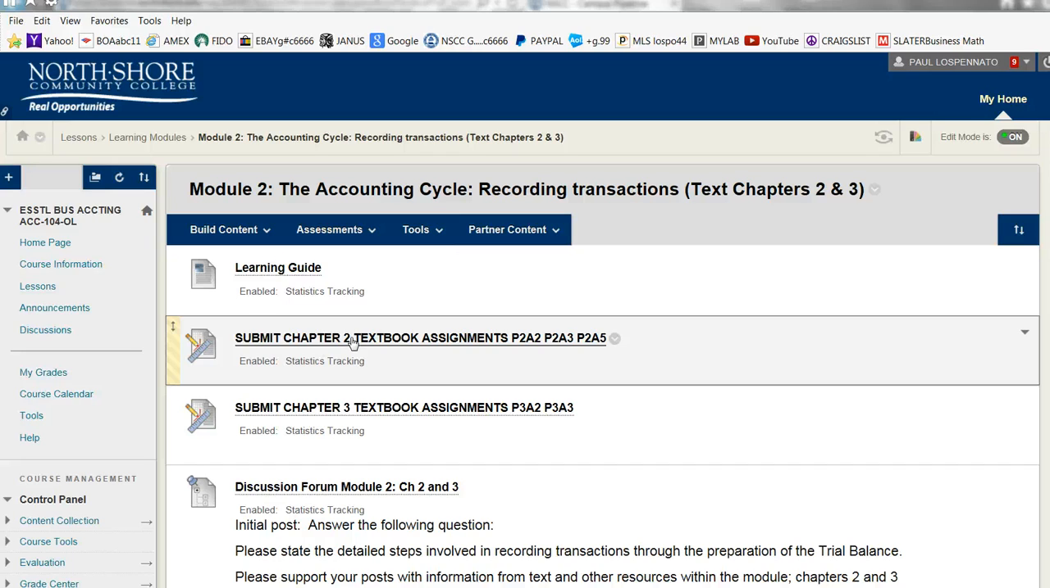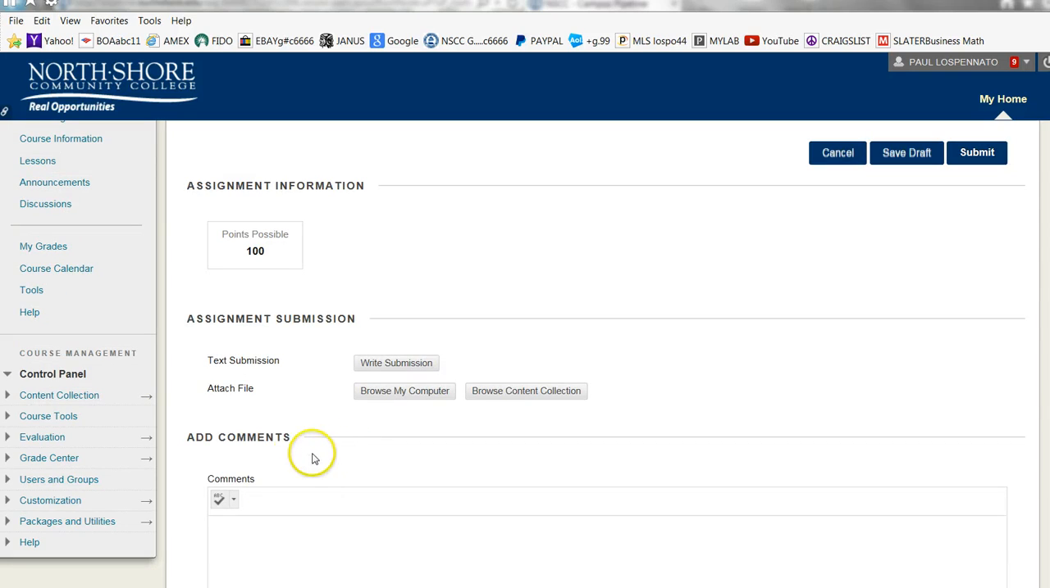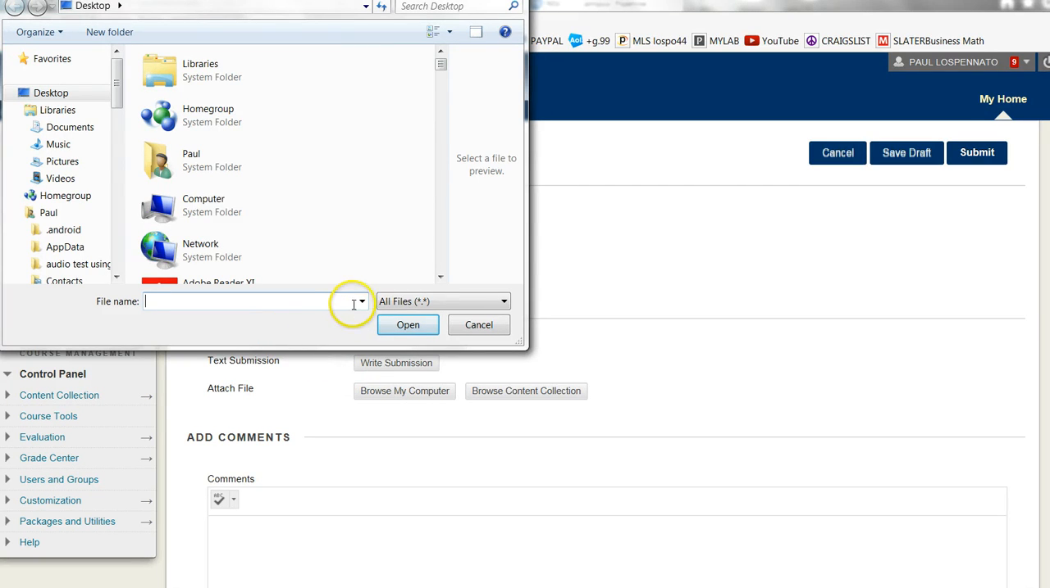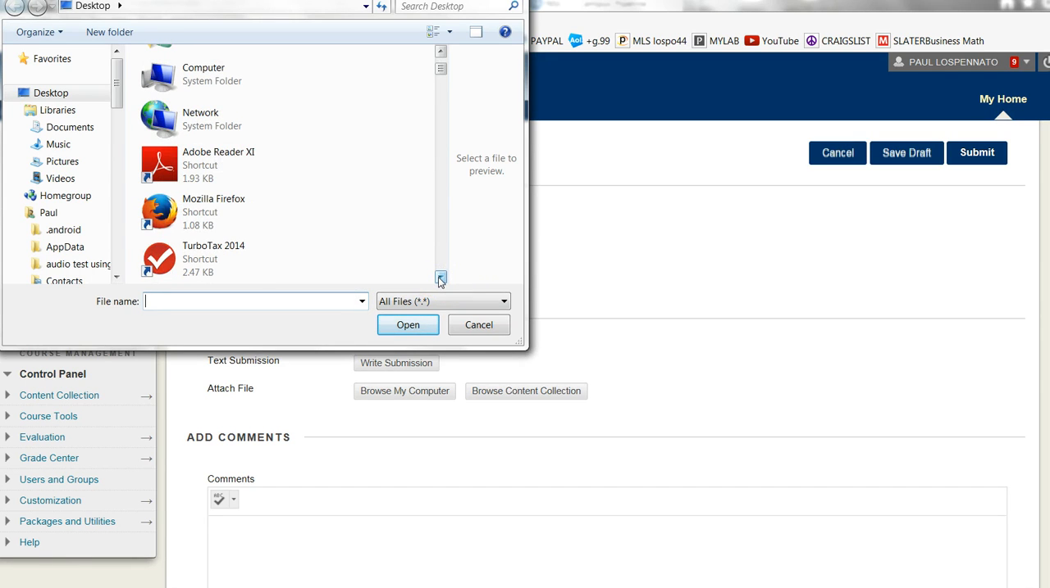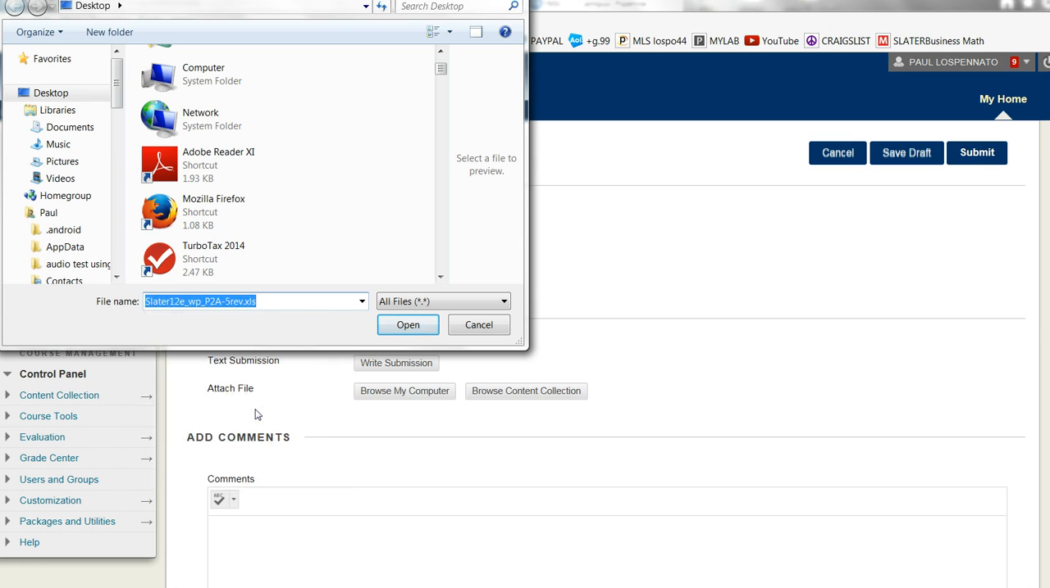Submit problems, textbook problem assignments, 2A, so you click on that, and what you do is you attach, right? Browse my computer. Where did I put that? I put that on my desktop, so I'd have to go searching for it. Did it lead off with Slater? SLATER? Yeah, there it is right there. Okay, so you search for it. If you start typing in, if you remember what you entitled it, it should pop up. So that if I wanted to submit that, I open.